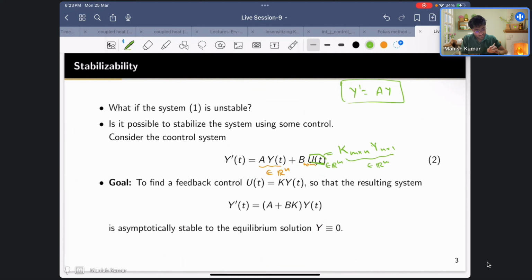So I'm saying if I can find this u in this form, you see this u is given in terms of y, and that's why it is called feedback. Feedback means that from the state only you are getting the expression of the control. So you are not doing anything from outside, it's just from the system; you have made some change in the system so that it happens. If you write the resulting thing from here, it's like (A plus BK) times y(t). This would be the resulting system.